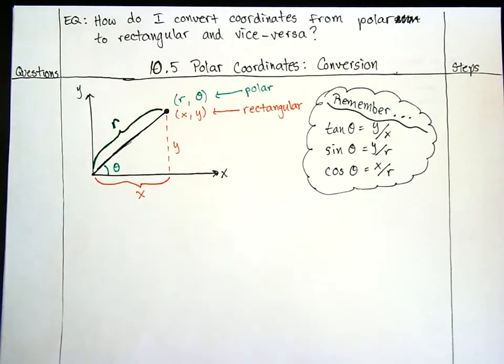We're going to continue with 10.5 polar coordinates. Today we're going to focus on conversion. So our essential question is, how do I convert coordinates from polar to rectangular and vice versa?